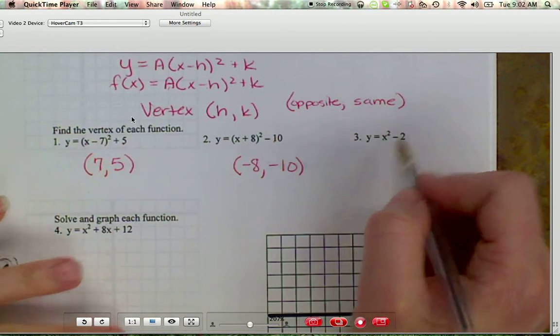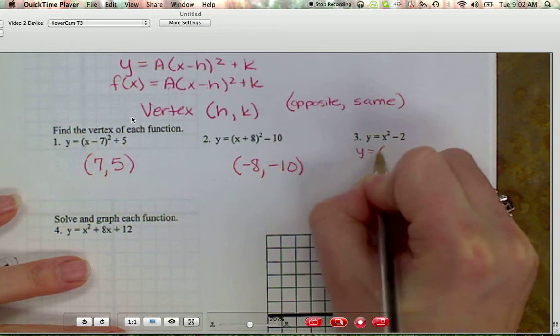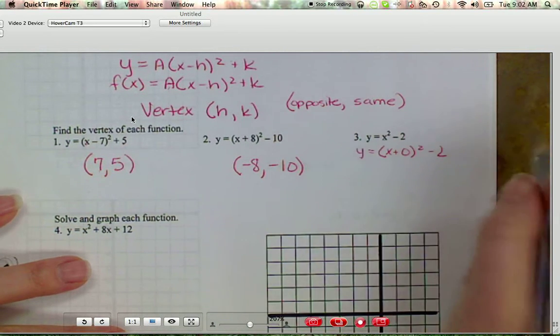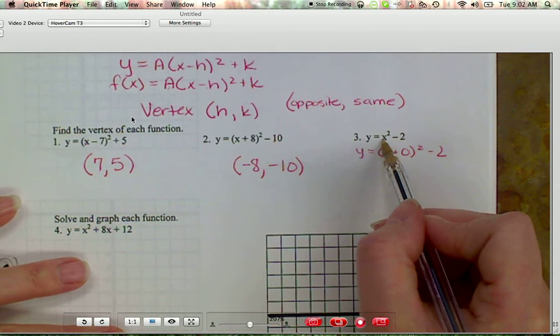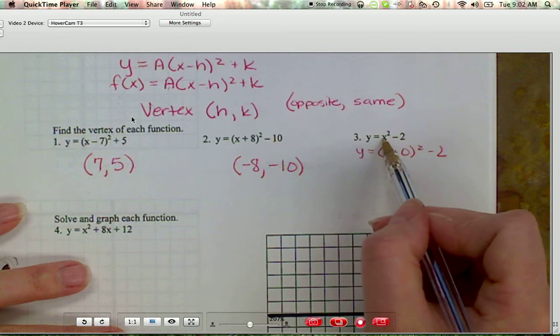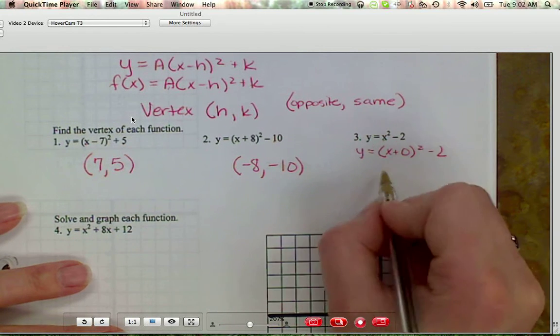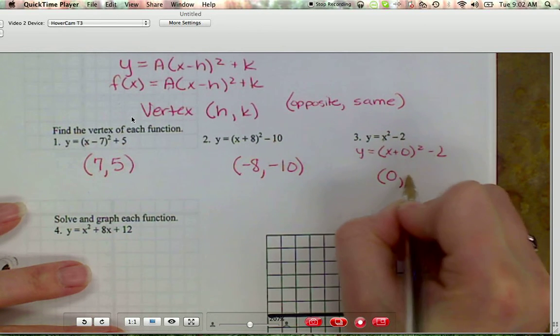This one's a little funky. There's nothing inside the parentheses with the x, because what that's really saying is x plus 0 squared minus 2. You don't need to rewrite it, but understand that if there's nothing inside a grouping symbol with the x, then it's alone, or it's with the value 0. So for the vertex, the opposite of that would be 0, and the same as that would be negative 2.